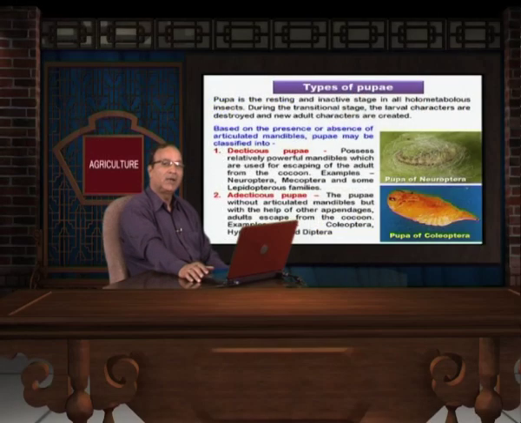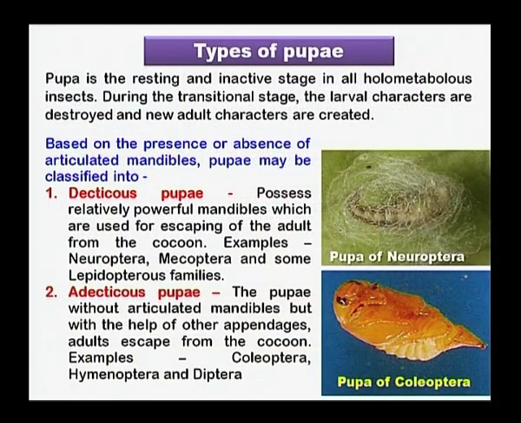Now, coming to the types of pupae. Pupa is a resting or inactive stage in all holometabolous insects. Holometabolous insects means the insects which have all the 4 stages in their life cycle. Now, based on the presence or absence of the articulated mandibles, these pupae may be further classified into various types.